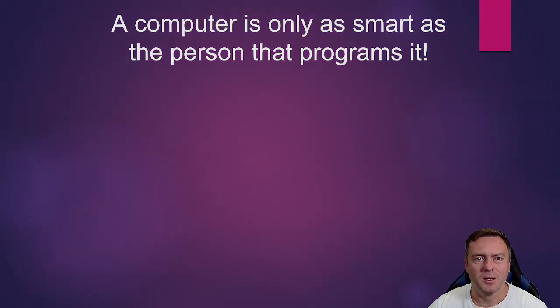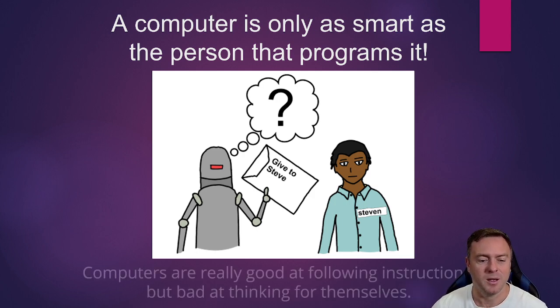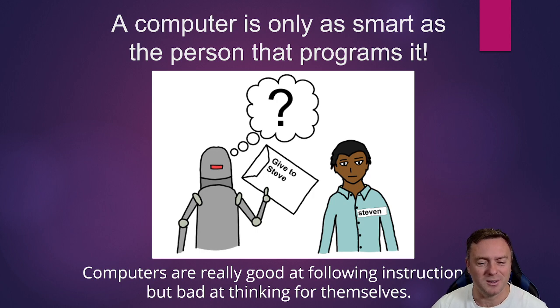So when we look at a computer, it's only as smart as the person that programs it. Now, obviously with AI, it's a little bit different now, but the actual programs that run behind the scenes have to follow this really clear syntax and semantic structure. So if you tell a computer, for example, to give it to Steve, and it clearly says Stephen on the label, most of the time, if a computer is following a program, they won't understand what needs to happen. So computers are really good at following instructions, but they're bad at thinking for themselves. So making sure that the instructions are clear is what the job of a computer scientist is.